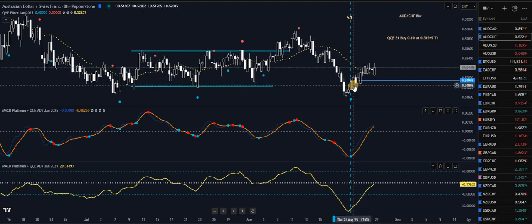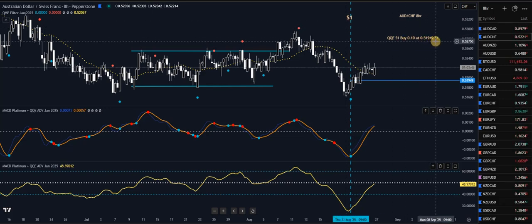Aussie Swiss in a buy here. It was below the 40 level, well and truly below the 40 level. I haven't taken any action yet, even though the MACD Platinum is through the 0 level, because this is a QQE trade, QQE S1, so it's just my sequence buy, trade 1.